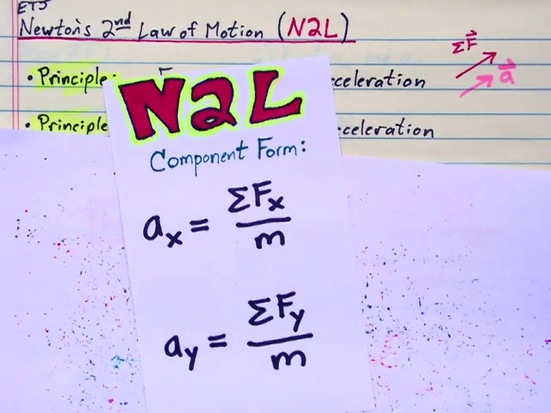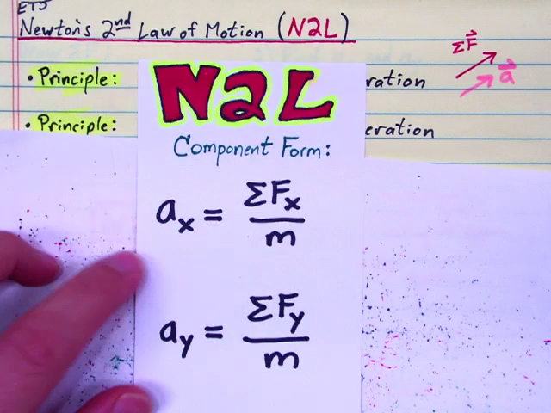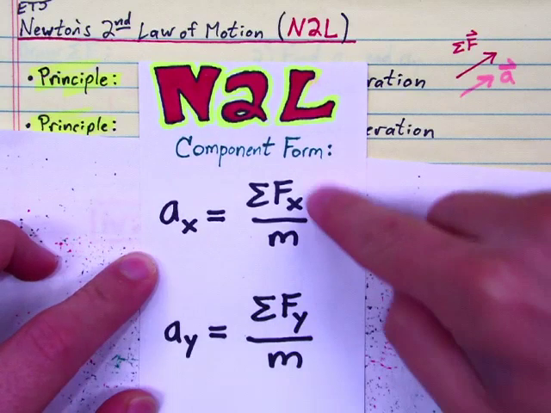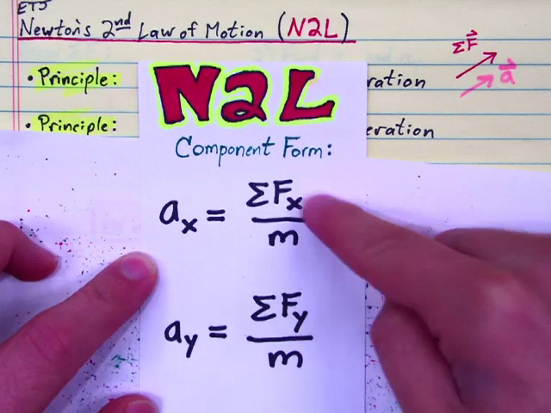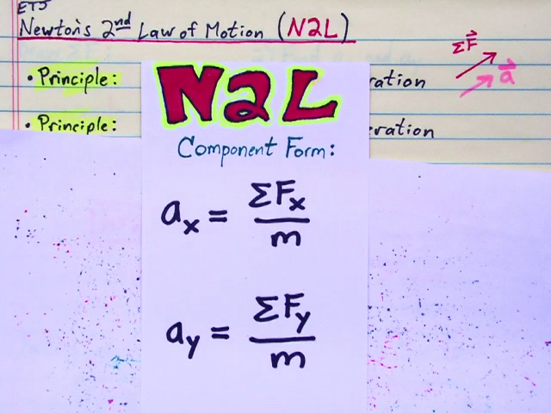So very often we'll be using Newton's second law in this component form. We want to find the x component of acceleration. We sum the x components of the force and divide by mass. Likewise for the y components of the acceleration.